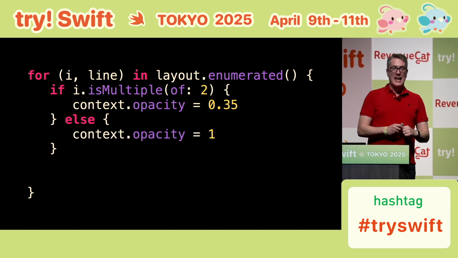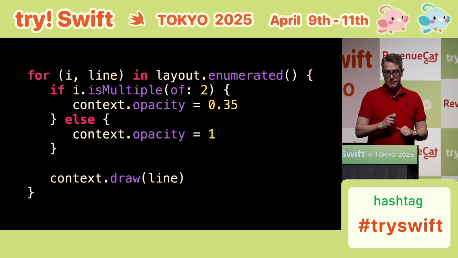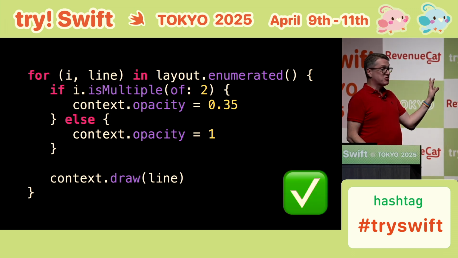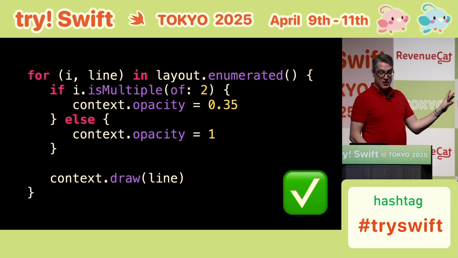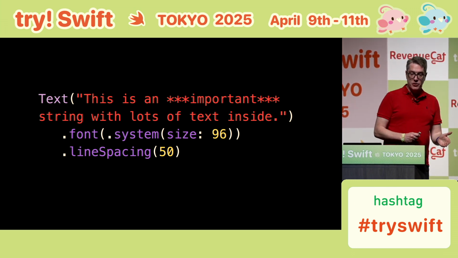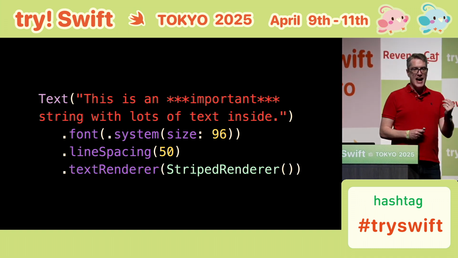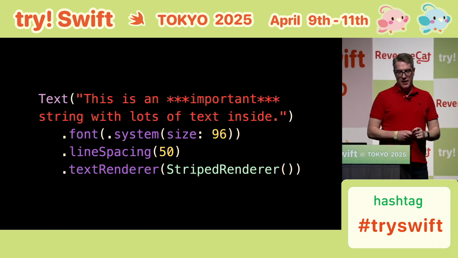Otherwise, we'll leave it at full opacity. And then draw our line of text. And that's our initial text renderer done. It's nothing complex. Back in our view code, we need to add one line here: the text renderer modifier. It'll attach our striped renderer to our text.